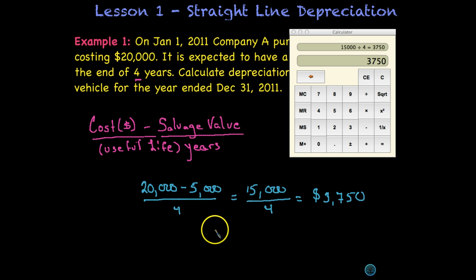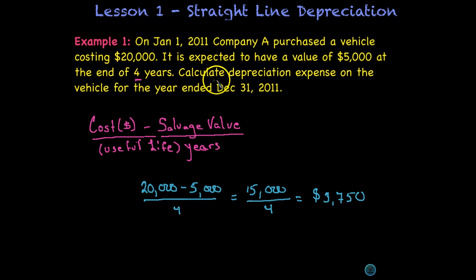This is a good way to gauge how much your vehicle is worth. If you have a vehicle that you're purchasing for a business that you're going to use with business, this is how you could depreciate it for accounting purposes. At the end of 2011, it says calculate depreciation expense. Well, our depreciation expense after 1 year would just be $3,750.